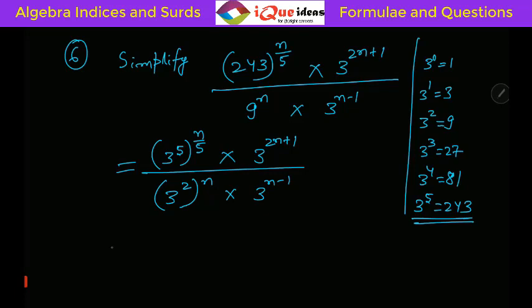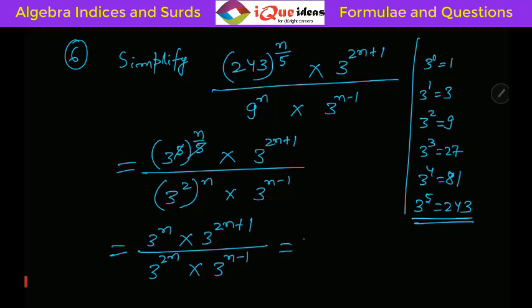Right? So in the numerator we have, now this 5 and n by 5 will get multiplied and the 5 gets cancelled. So we have 3 to the power n into 3 to the power 2n plus 1. In the denominator we'll have 3 to the power 2 into n, that is 3 to the power 2n, into 3 to the power n minus 1. So in the numerator all the powers will get added. So it is 3 to the power n plus 2n plus 1, divided by, in the denominator again all the powers will get added, so 3 to the power 2n plus n minus 1.